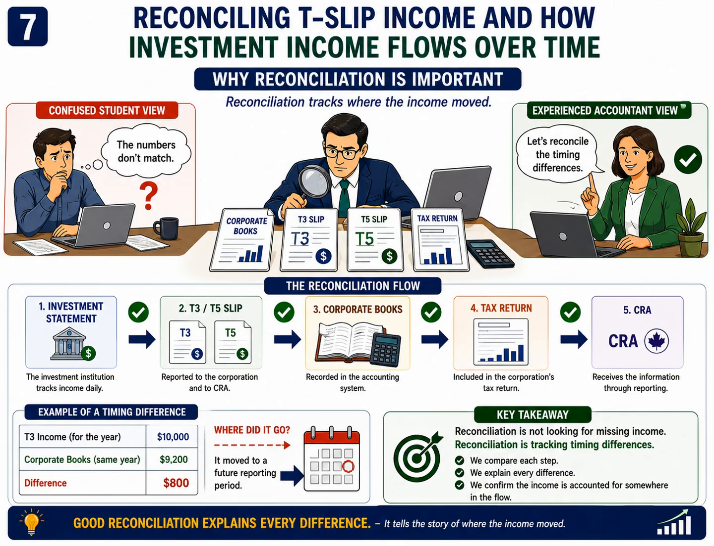The key takeaway from this slide is simple. Reconciliation is not about finding missing income. Reconciliation is about understanding timing differences and explaining where the income moved. And once every difference can be explained, the reconciliation has done its job.